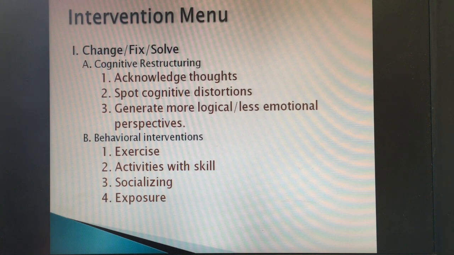Number 1, the patient is learning how to notice and acknowledge their thoughts. Number 2, they've developed the skill of spotting their cognitive distortions and noticing the false thoughts that they have. Number 3, they're generating more logical and less emotional perspectives. They're coming up with alternative ways of looking at things. So that's basically the 3 parts of cognitive restructuring. And there's a whole list of strategies developed specifically for getting a patient to improve on those skills.